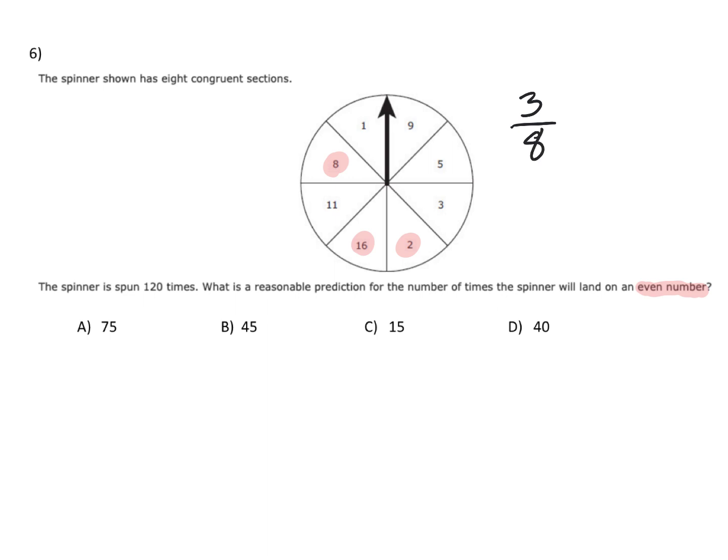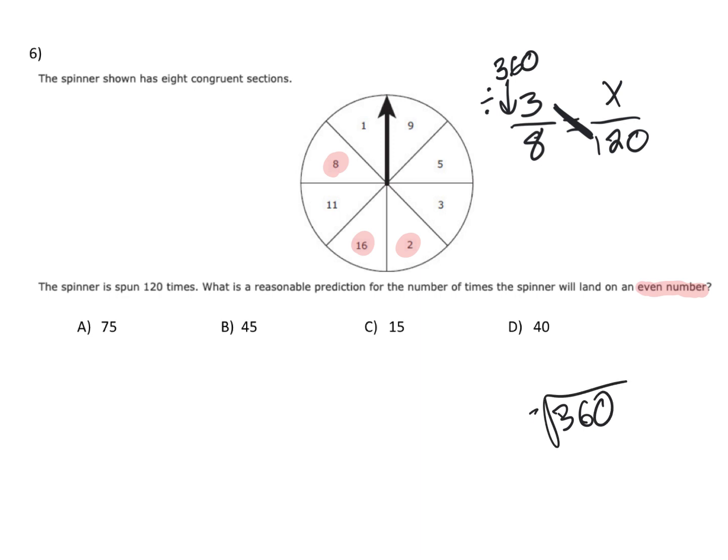So now it wants to know if I were to do it 120 times, what would the reasonable number for an even number be? So I'm going to make a proportion. 3 over 8 equals x over 120. So I'm going to cross multiply. 120 times 3 is 360. I'm going to divide down by 8. So I'm going to go top in, bottom out. 8 goes into 3 0 times, into 36, 4 times, and that's 32. You get 4 left over. 8 goes into 40 5 times. So the answer would be B, 45.